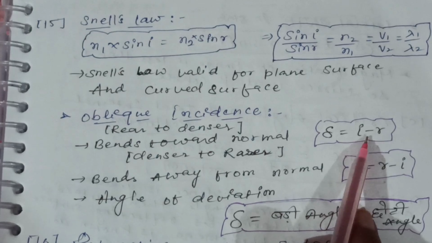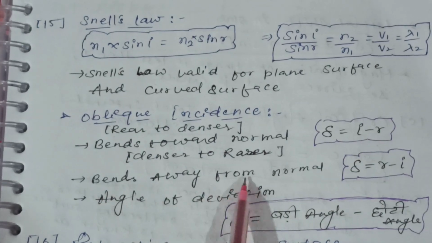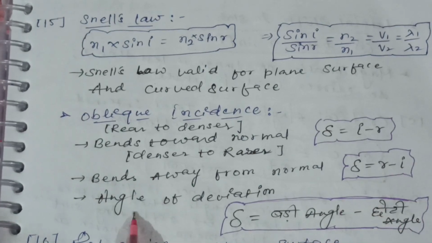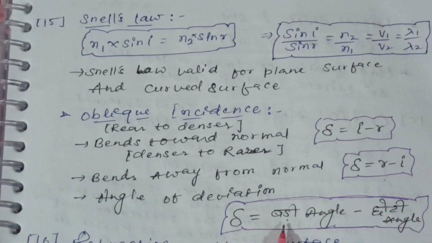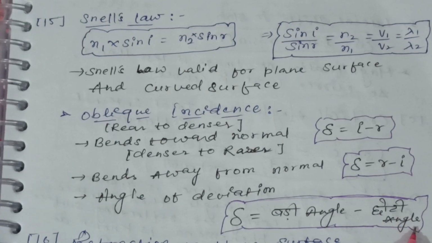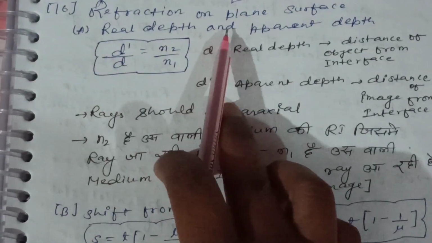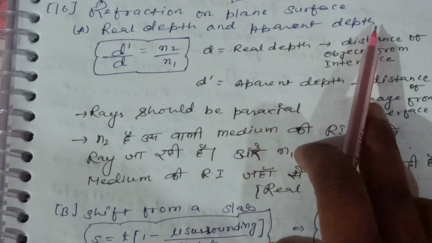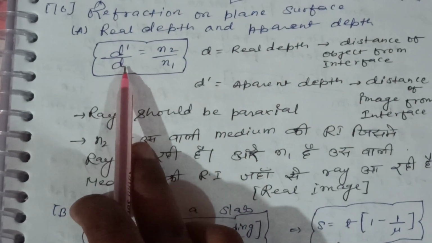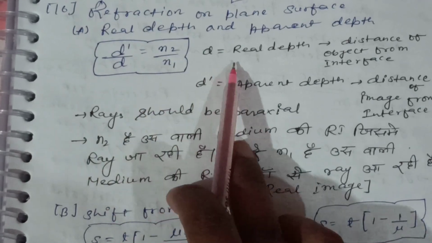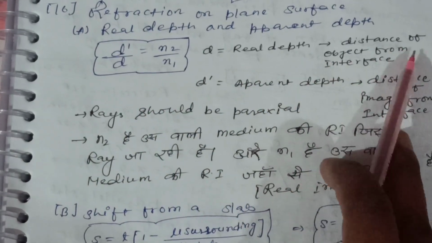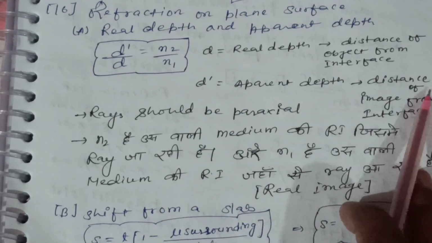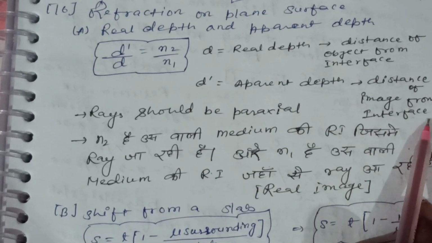Tau is equal to i minus r. Bends away from the normal, tau is equal to r minus i. Angle of deviation tau is equal to bigger angle minus smaller angle. Refraction on a plane surface: real depth and apparent depth. d dash upon d is equal to n2 upon n1, d is real depth, the distance of the object from the interface. d dash is apparent depth, the distance of the image from the interface.